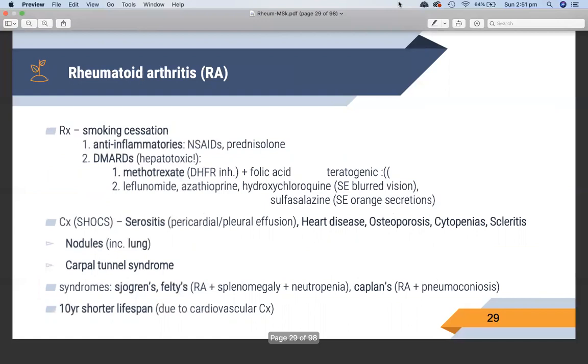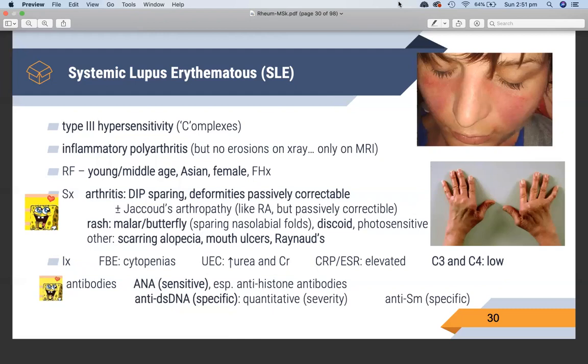Lupus. Okay, so this is a really scary one. This is type 3 hypersensitivity. We should know the 4 hypersensitivities, A, B, C, D: allergic, antibodies, immune complexes, and then delayed with the T cells. This is one way you can remember it.